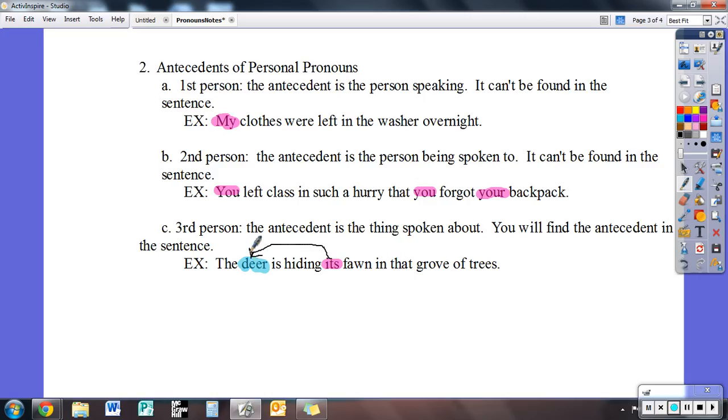My lovely little arrow. All right, so this is the lesson over personal pronouns, recognizing personal pronouns, and then being able to know what the antecedents are depending on the point of view that they are coming from, either first person, second person, or third person.